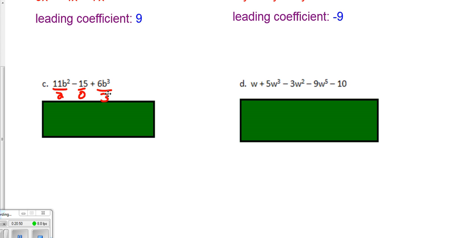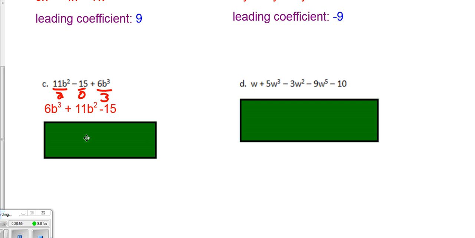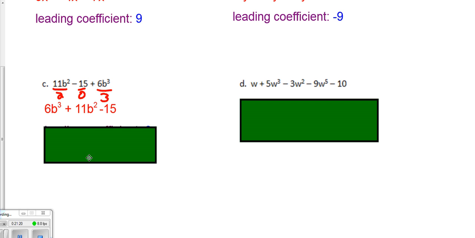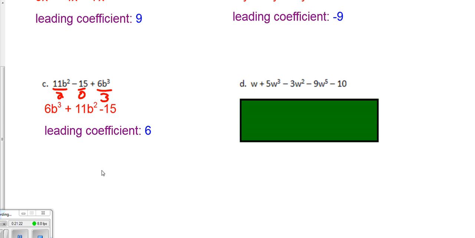We need this one, the third, to be first, and there's a plus 6 here, so it's a positive 6b to the third power. This degree 2 comes next. There's no sign in front of it, so it's like a positive or a plus 11b squared. And minus 15 or negative 15 is our last piece, so minus 15 at the end. 6b cubed plus 11b squared minus 15. What would be our leading coefficient? What number comes out front? That would be 6. 6 is the leading coefficient of this piece.